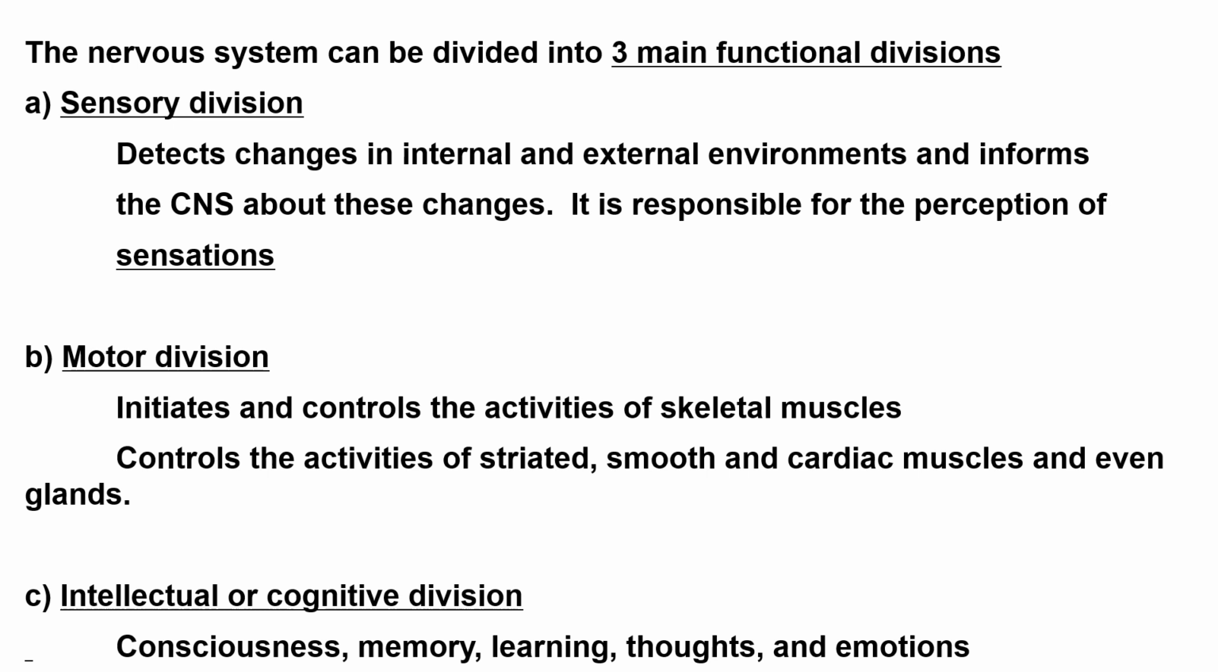You have the motor division. This division is responsible for initiating and controlling movement and activities of skeletal muscles. It also controls the activities of the other muscles, the striated, the smooth, the cardiac muscle, and even the activity in some of the glands. And then you have the third division, the intellectual or cognitive division, that is responsible for consciousness, memory, learning, thoughts, and emotions. So roughly this is how the three main functional divisions of the nervous system are. But in this lecture, I will talk mainly about the sensory functions of the nervous system.